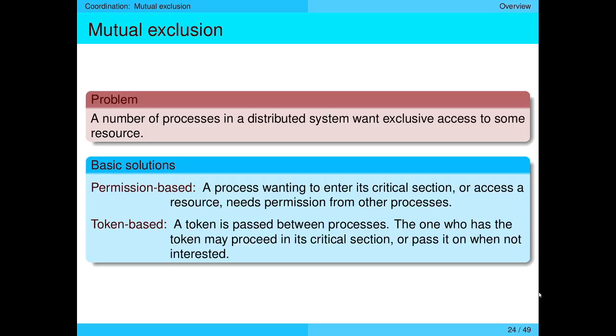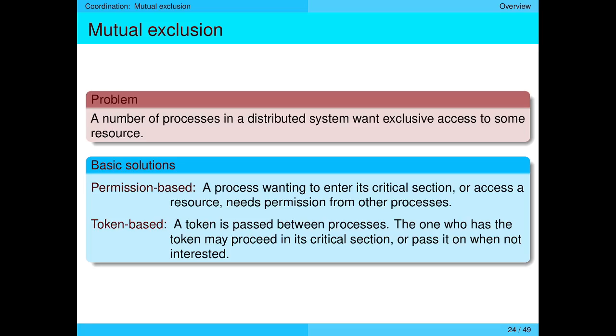So welcome all. Today we are understanding something about mutual exclusion. We will try to understand this mutual exclusion in a distributed environment. One thing that we have to understand is what the problem is. A number of processes in a distributed system want exclusive access to some resources. So there can be two types of solutions.